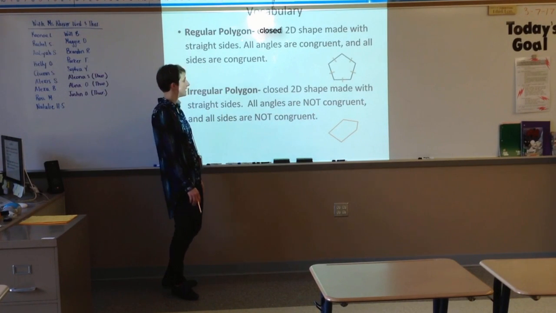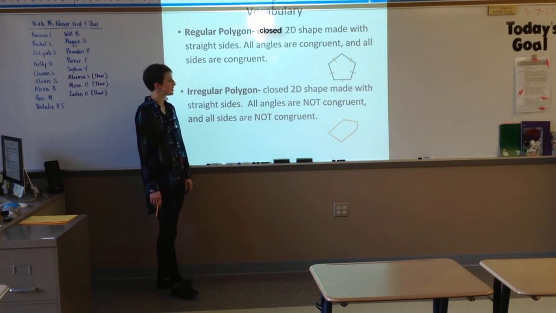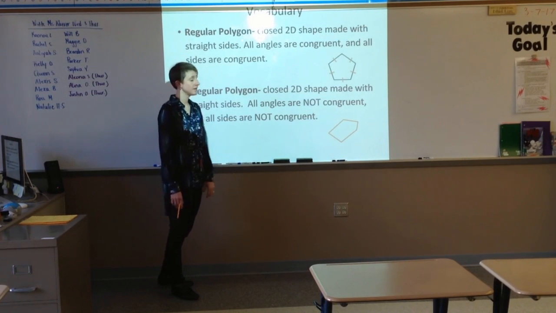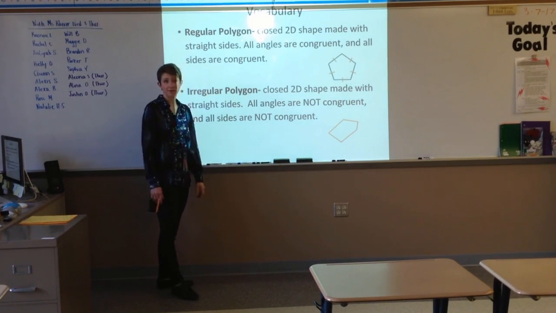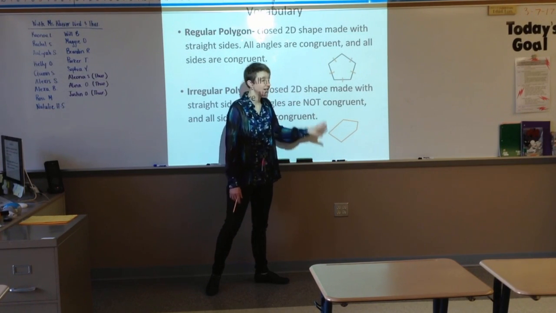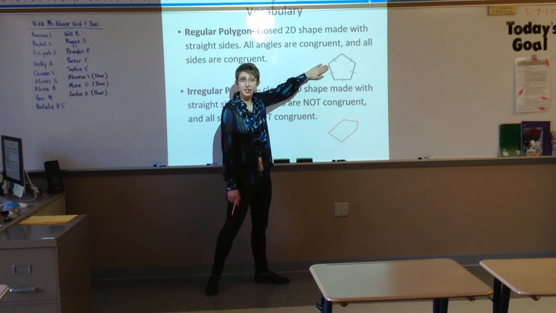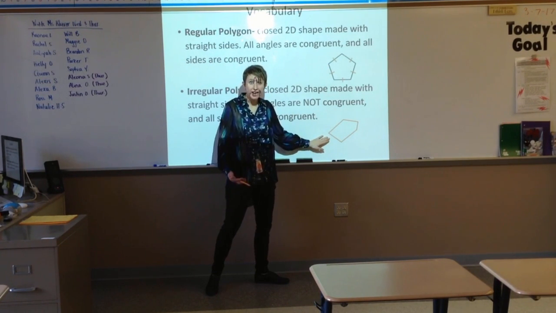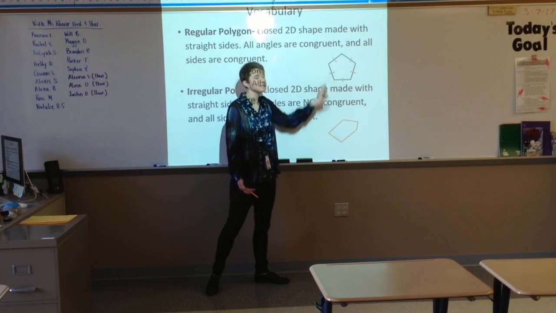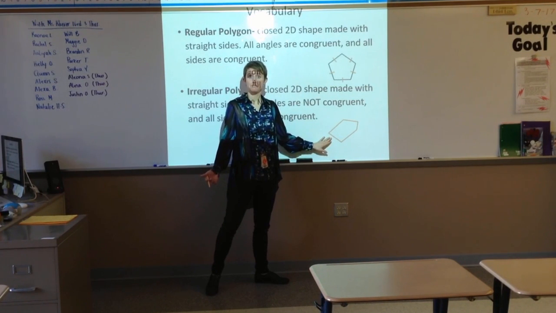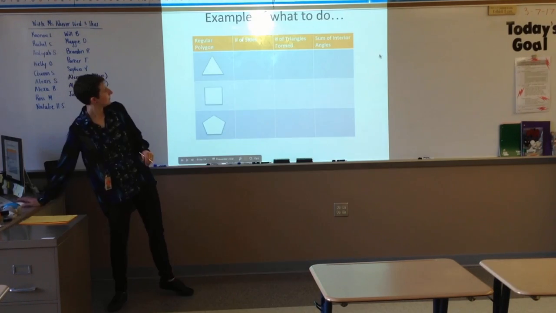An irregular polygon is a closed 2D shape made with straight sides. This time, all angles don't have to be congruent, and/or all sides don't have to be congruent. This right here is a 5-sided polygon. This is a 5-sided polygon as well. You can see that they don't look the same, but they have the same number of sides. We call both of these a pentagon. And the reason this one might not look the same as this one is because not all sides are the same, and not all angles are the same.